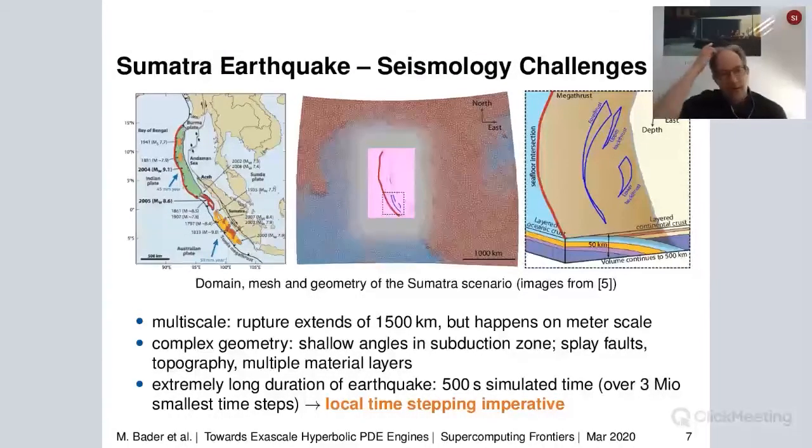There were several aspects of the complex geometry modeled, like the shallow angles in the subduction zone. There's a layered material on the subduction zone, and we had a couple of splay faults. The duration of the earthquake is a challenge: that was nearly 10 minutes. Due to the adaptive refinement, there were lots of very small elements, especially at the complicated features of the geometry. So local time stepping, running the smallest cells also at much smaller time steps than the bulk of the elements, was a key algorithmic feature of the simulation.